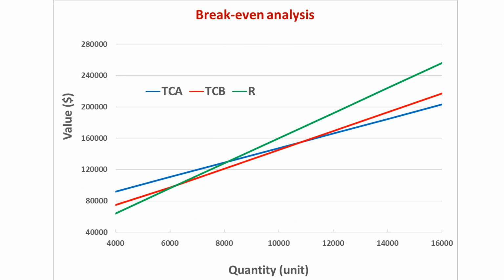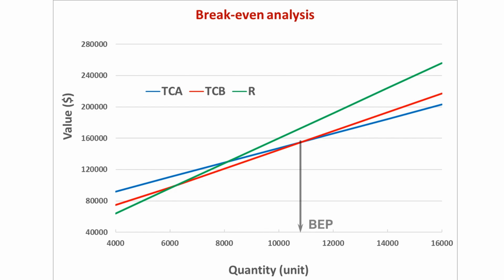For a better understanding of the problem, let us plot the lines representing the total cost of alternative A, the total cost of alternative B, and the revenue. It is clear that there are 3 points of intersection. The first one is the intersection between the revenue and alternative B's total cost. We call it BEPB. While the second one is the intersection between the revenue and alternative A's total cost. We call it BEPA. These 2 points are the answer to the first question.